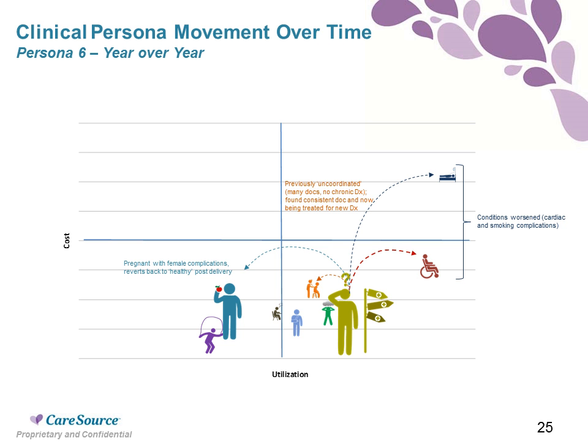So if we take that uncoordinated care individual in the center here, and this is looking at year over year, all of the breakouts in the movement visually shows you where those uncoordinated care members went in the following year. So some of the uncoordinated care was due to pregnancy complications, and so post-delivery, that female reverted back to a healthy clinical persona.